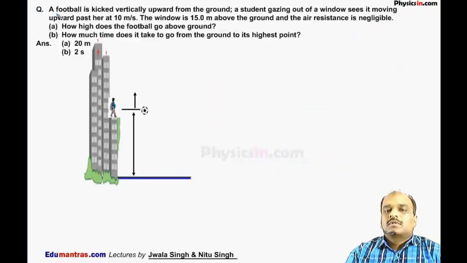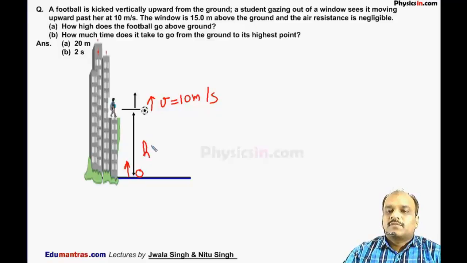See this question. A ball is kicked vertically upward from the ground. This person throws this ball vertically upward from the ground. A student gazing out a window sees it move upward past her at 10 meters per second. This is a student, and this ball is thrown from the ground. This is the position from where the ball is thrown. This is a student who is standing here. This ball passed it with a speed of 10 meters per second. The window is 15 meters above the ground. So this height is 15 meters.